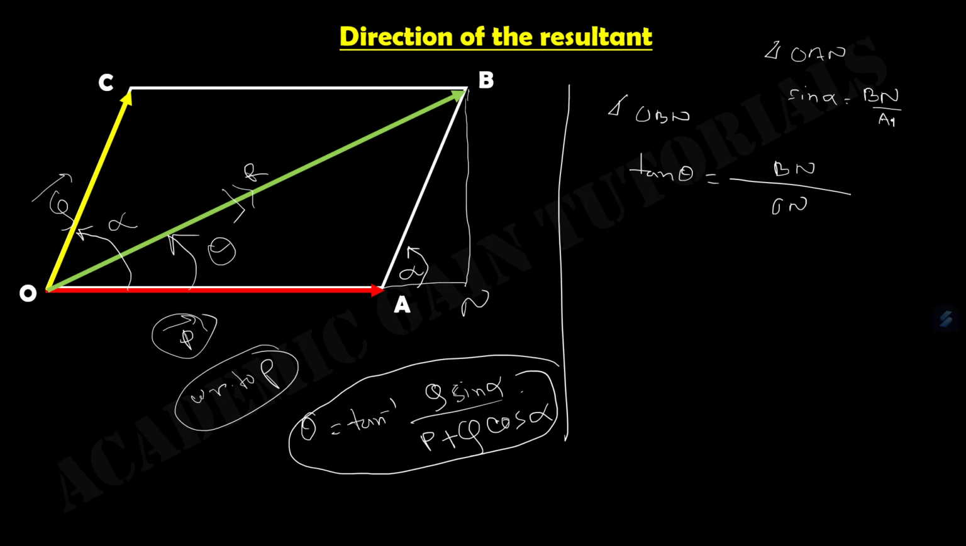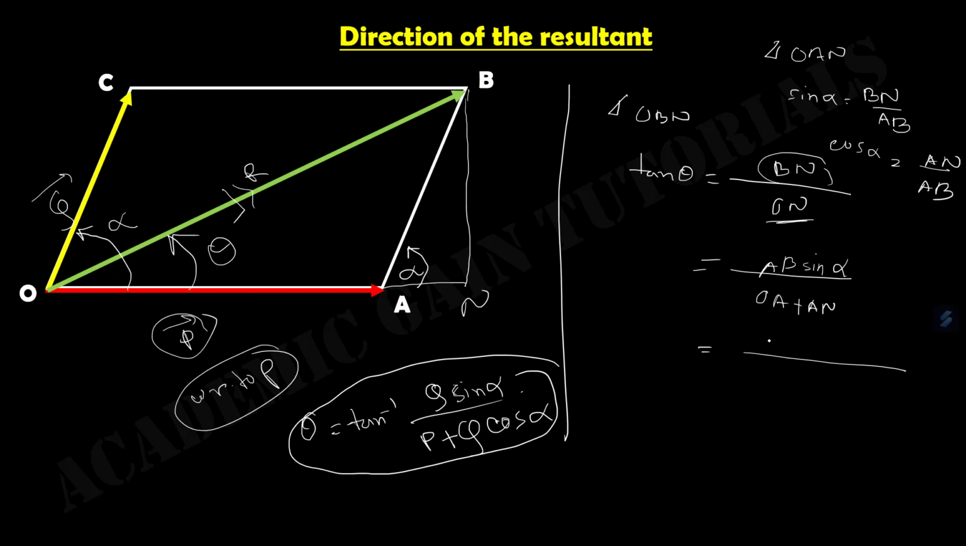Like Bn by AB, so Bn will be AB sine alpha, and cos alpha equals An by AB. Now, instead of Bn, we will write AB sine alpha, and instead of On, we can write OA plus An. So we can write AB sine alpha equals OA plus, instead of An, AB cos alpha.